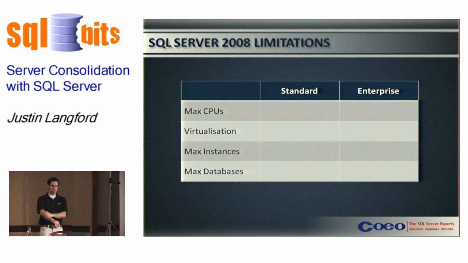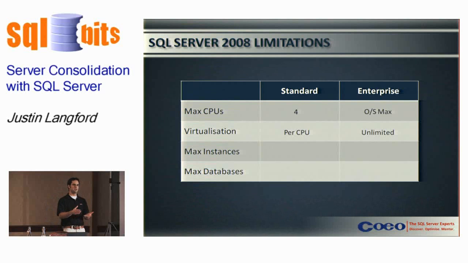In terms of limitations, there are some which differ between Standard Edition and Enterprise Edition. I've pulled out some of the summary here. The maximum number of CPUs supported in Standard Edition of SQL Server 2008 is 4. Enterprise Edition supports the maximum that the operating system edition we're running on supports. From a virtualization perspective, with Standard Edition we license per CPU. With Enterprise Edition, there's unlimited support. So if we license the sockets of the host machine, we can install multiple instances on there for the cost of just the Enterprise license. It's quite an attractive opportunity to move to Enterprise, and then we can run as many instances on there as we want.